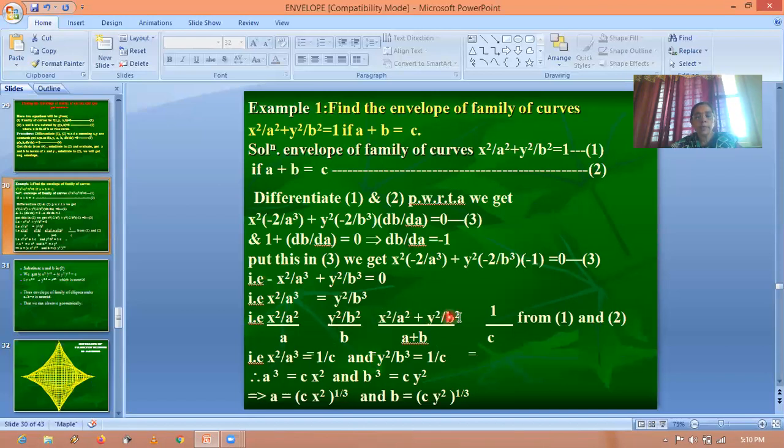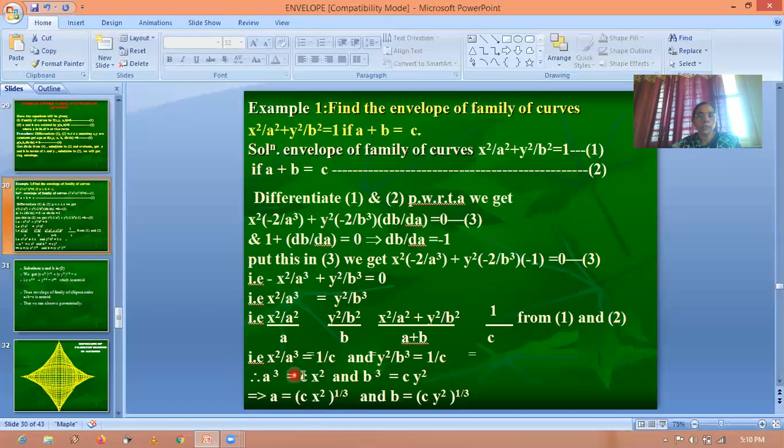But here x square by a square plus y square by b square is equal to 1, that is given equation 1, and divided by a plus b, which is given as c. So I have to write 1 by c here. So now this ratio is equal to 1 by c, and this ratio is also equal to 1 by c. Therefore, you can write x square upon a cube is equal to 1 by c, y square upon b cube is equal to 1 by c here.